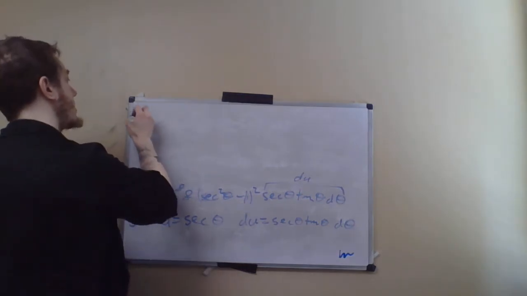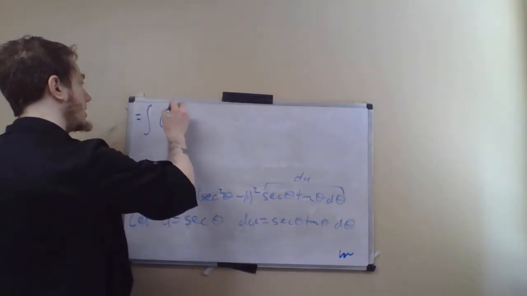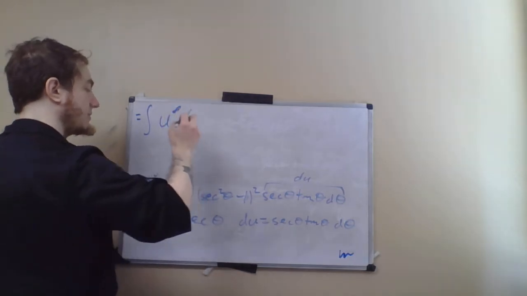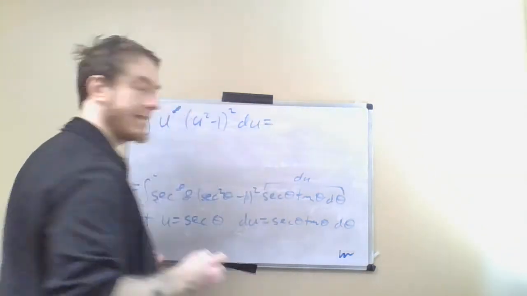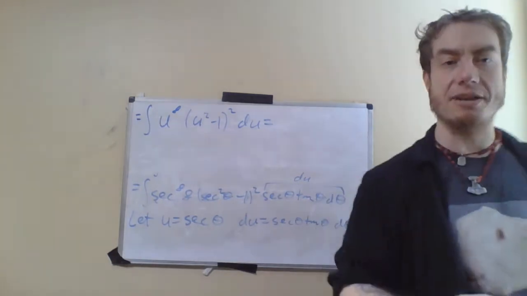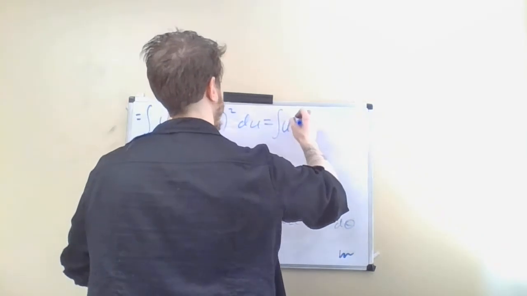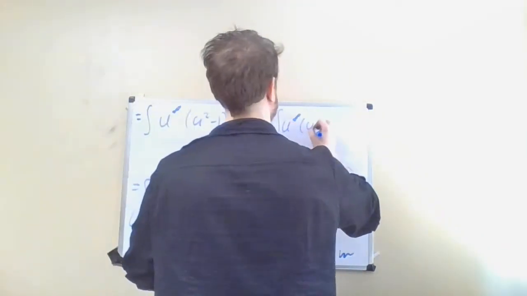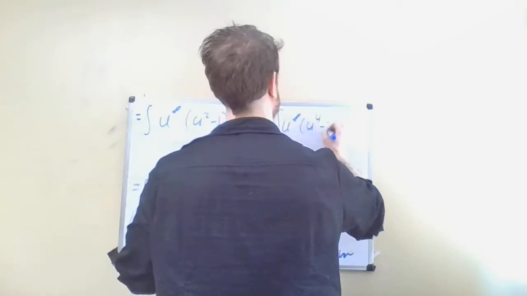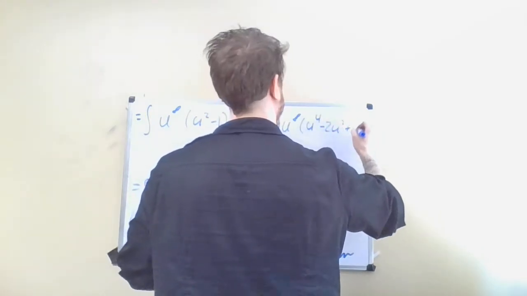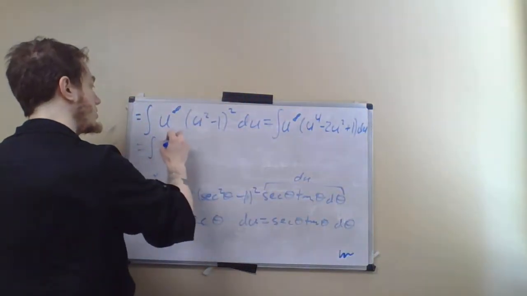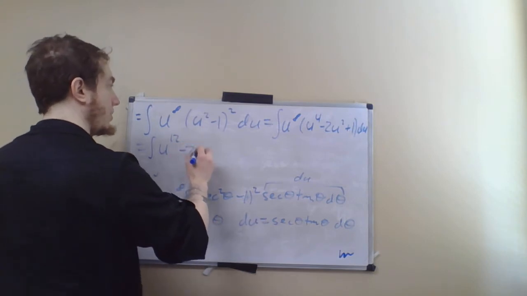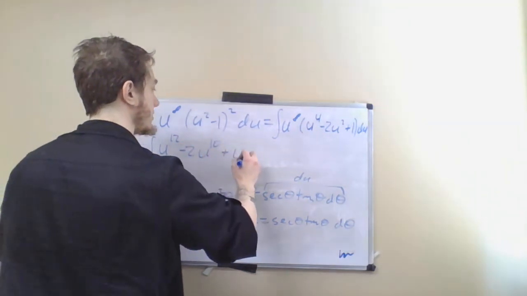Now, this is going to become the integral of u to the 8th times u squared minus 1 squared du. And this is a reasonably simple polynomial antiderivative that we're working with here. So I can expand this into the integral of u to the 8th times u to the 4th minus 2u squared plus 1 du. This is going to become the integral of u to the 12 minus 2u to the 10 plus u to the 8th du.